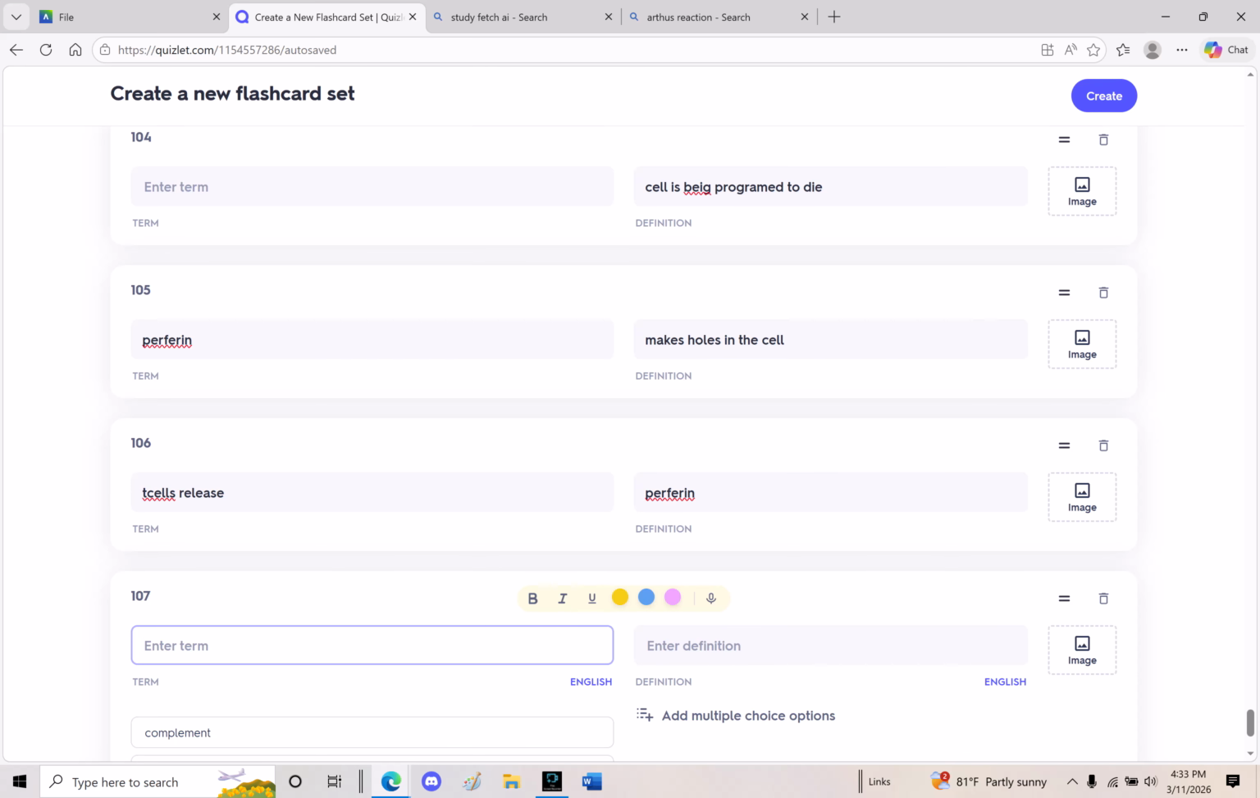So think about the fact that every cell kind of has like a self-destruct mechanism, right? Granzymes will go into the cells through those pores created by the perforin, and they will activate that self-destruct mechanism. They will signal the cell to kill itself, and that is how the cell dies.